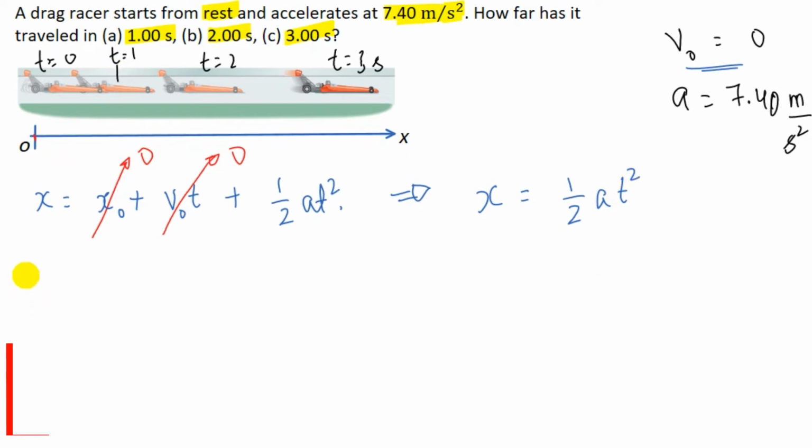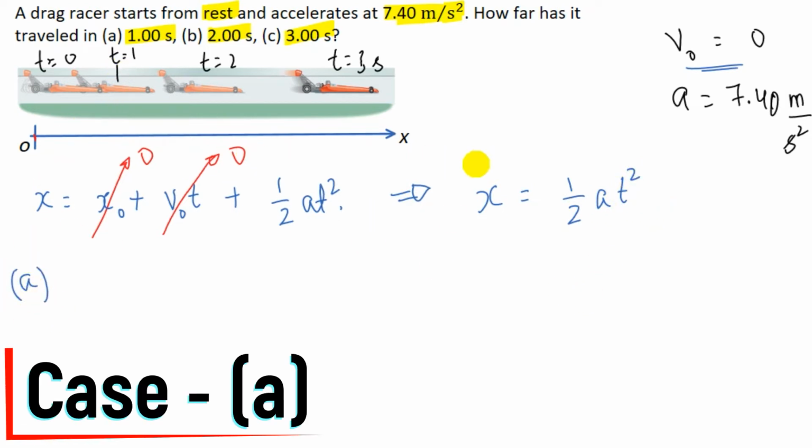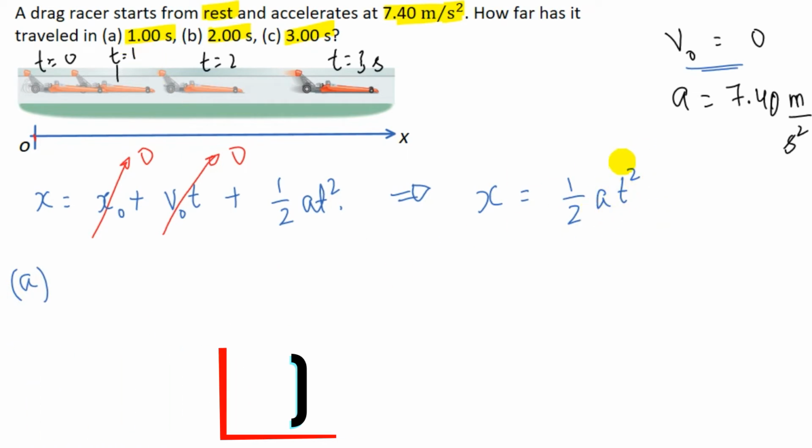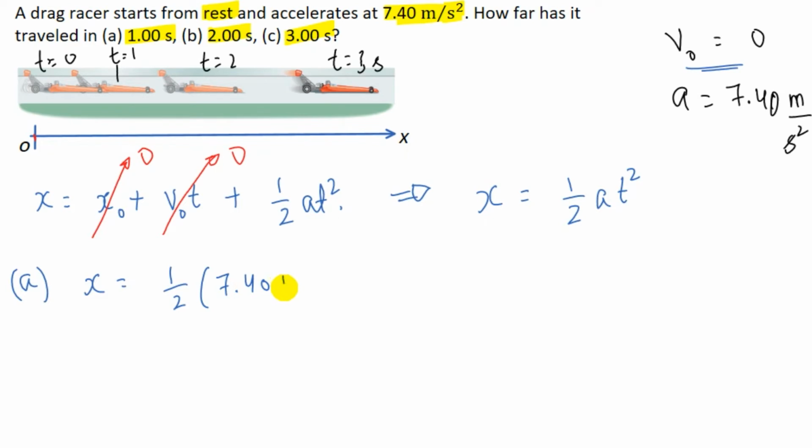Now we'll be solving case 1 where time t equals 1 second. So we can put t as 1 and a as 7.4. So x equals 1 over 2, acceleration is 7.40 meters per second squared, and time we have 1 second, squared. So this value comes out to be 3.70 meters. So this would be the position of the object after 1 second.